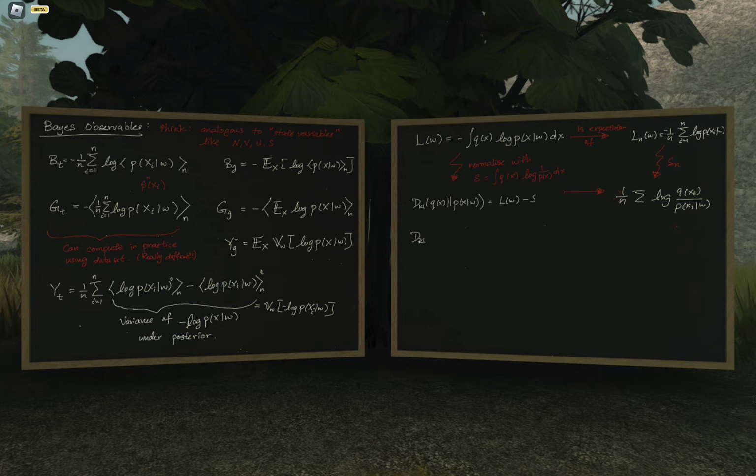So this DKL is equal to 0 only if, by definition, the truth Q of X is realizable by the model P of X given W. Right, so that means there exists W0 in the parameter space such that Q of X is equal to P of X given W0.